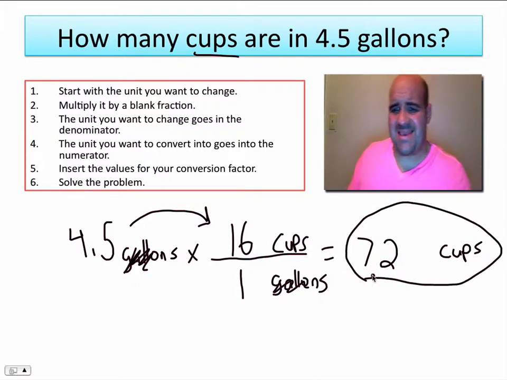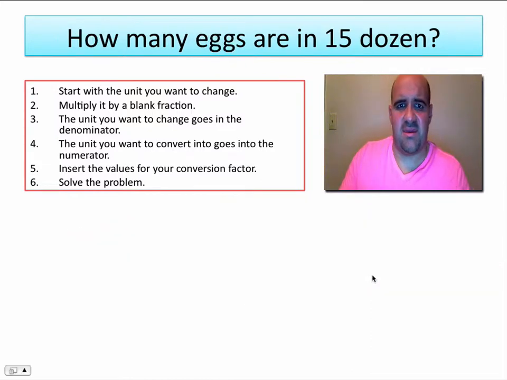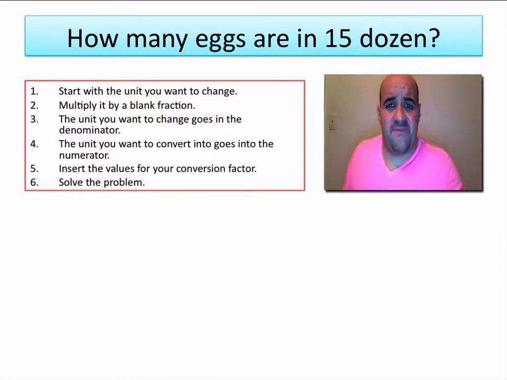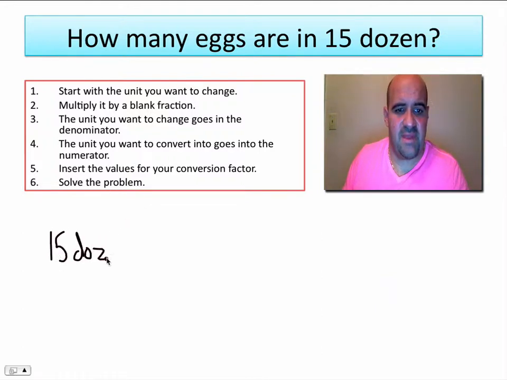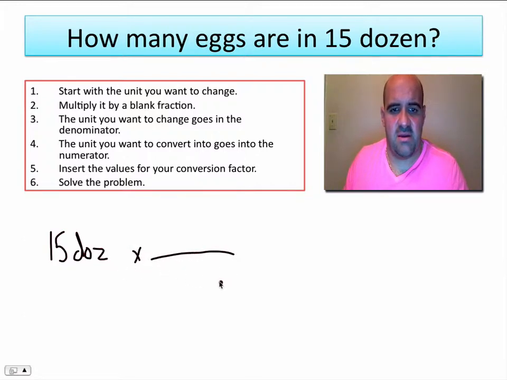So same process in each case. We're doing the same exact thing. How many eggs are in 15 dozen? And I'm going to keep doing this. And maybe you can probably stop this video right now if you're watching it at home and kind of do this yourself just to make sure you can do it before I do it. Well, we have 15 dozen. And I'm going to abbreviate that DOZ times. And if dozen's here, dozen has to go here. And I want to go from dozen into eggs.